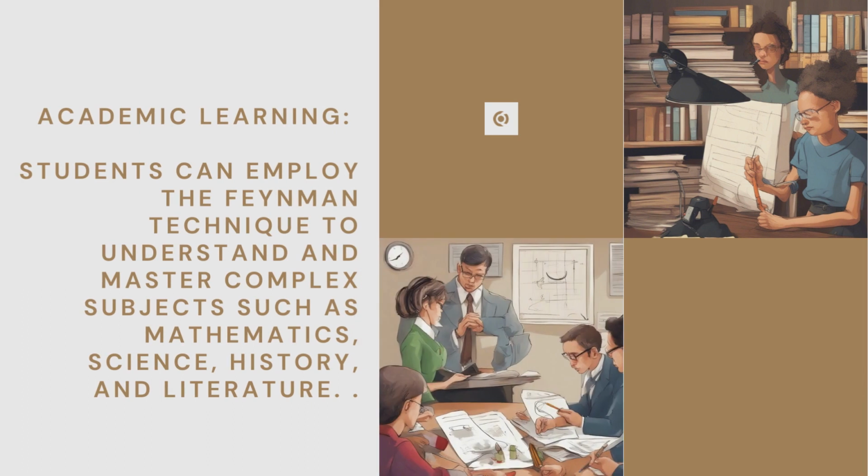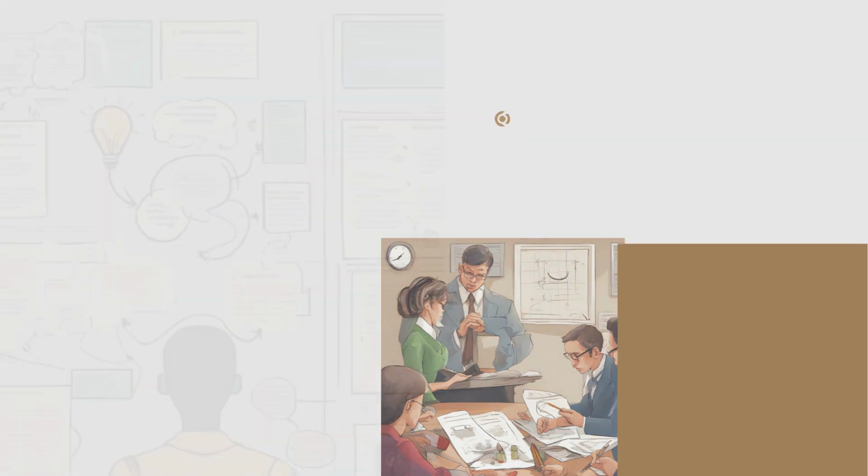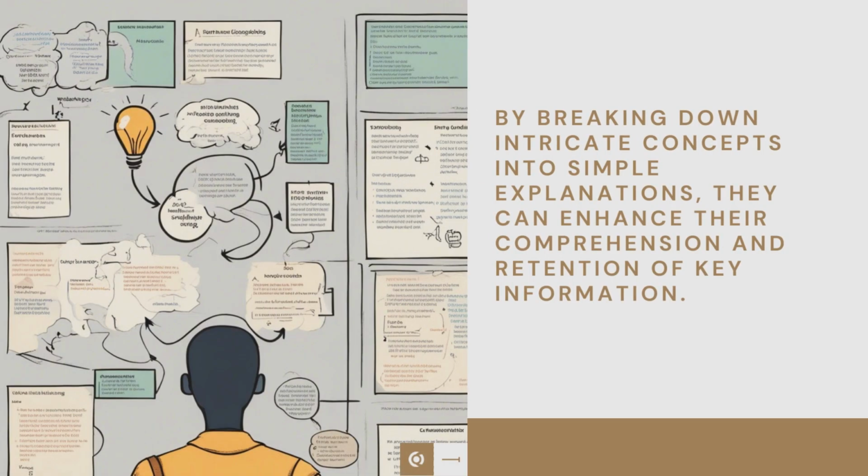1. Academic learning. Students can employ the Feynman Technique to understand and master complex subjects such as mathematics, science, history, and literature. By breaking down intricate concepts into simple explanations, they can enhance their comprehension and retention of key information.